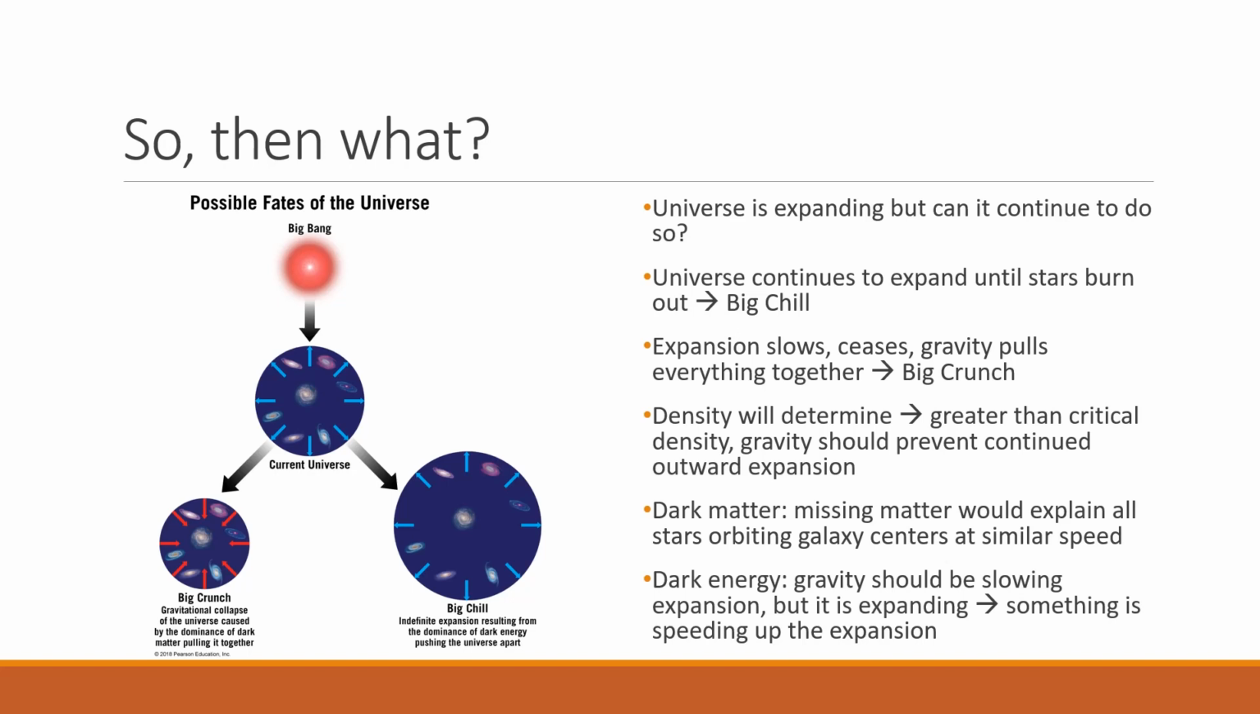The thing that's going to determine which one of these happens is density. So if we're greater than the critical density, gravity should prevent continued outward expansion. So if we're beyond that critical density, we should be balanced between gravity and expansion.